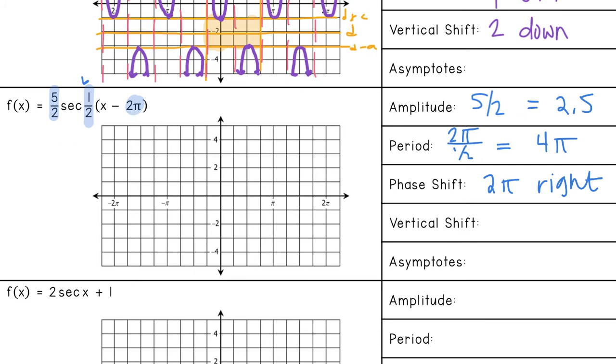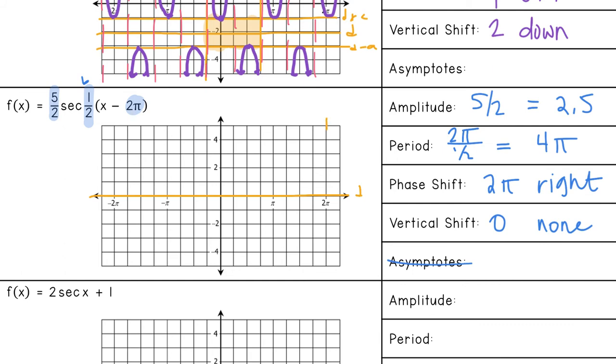And in vertical shift, it doesn't have anything. So remember, if it doesn't have a D, we automatically assume it's 0. So basically none. It's not going to move up and it's not going to move down. It's going to stay right in the center. And in asymptotes, I don't really worry about. So let's try to graph as much of this as we can. So since vertical shift is 0, that means that it's going to be right on top of the x-axis.